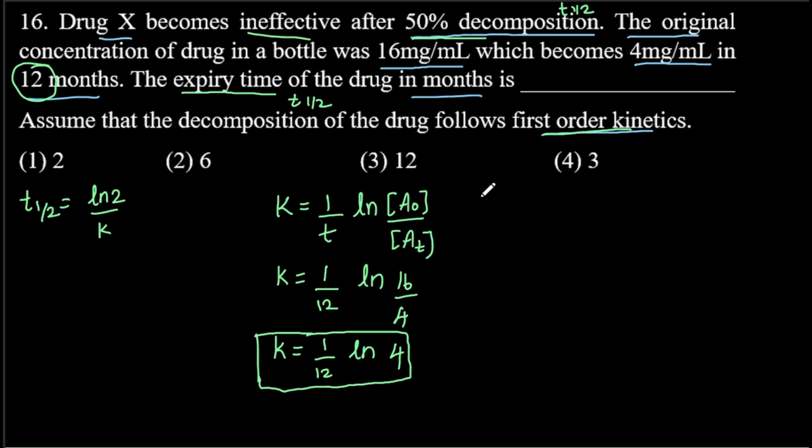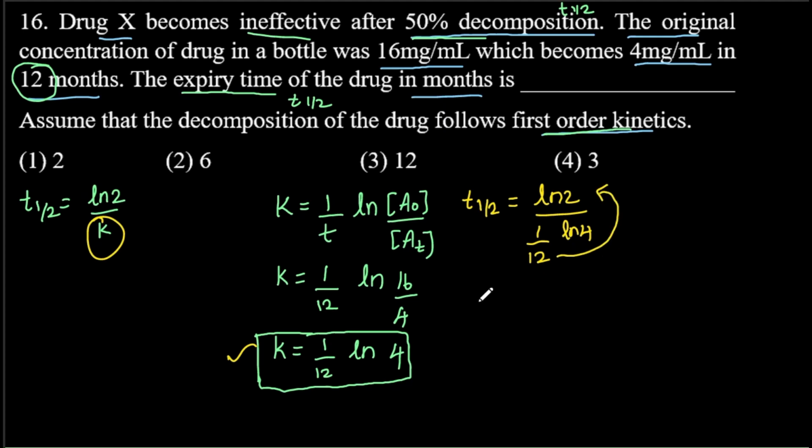So with this we can find the T half. T half equal to ln 2 divided by rate constant. Rate constant value is 1 by 12 ln 4. So this 12 is present as denominator of denominator. So it will go to the numerator. T half equal to 12 into ln 2 divided by ln 4 we are having.